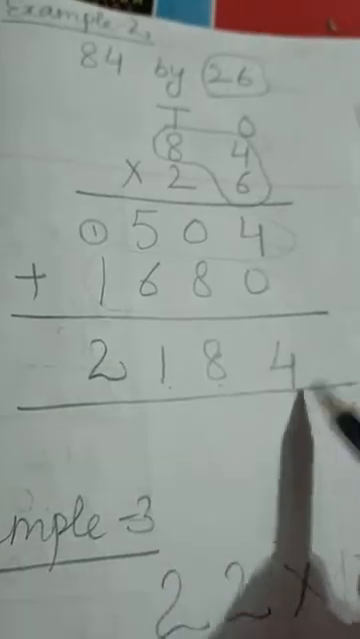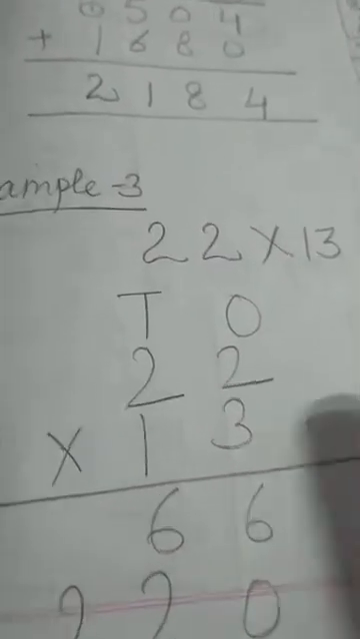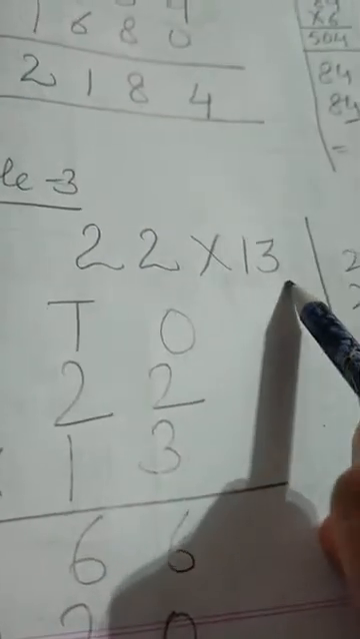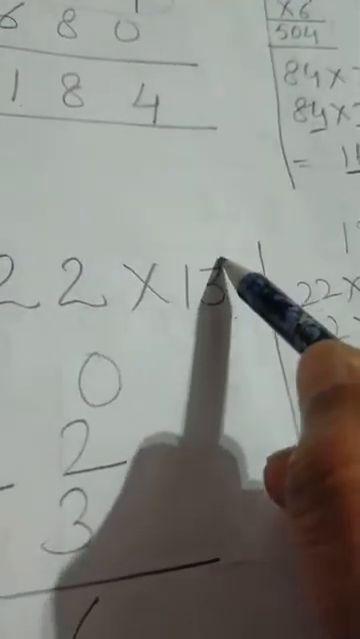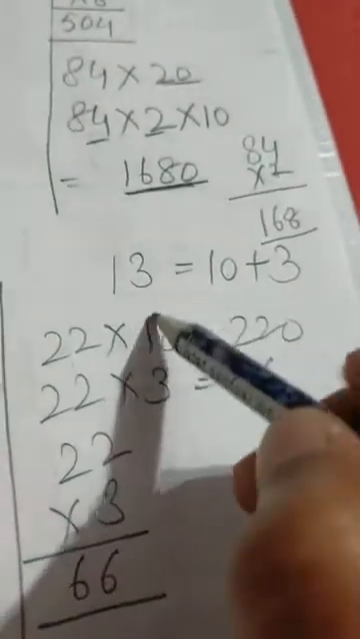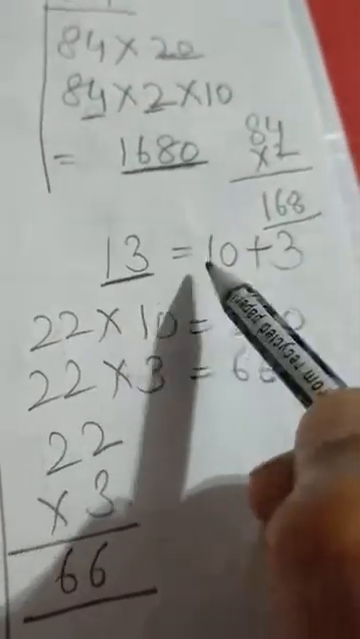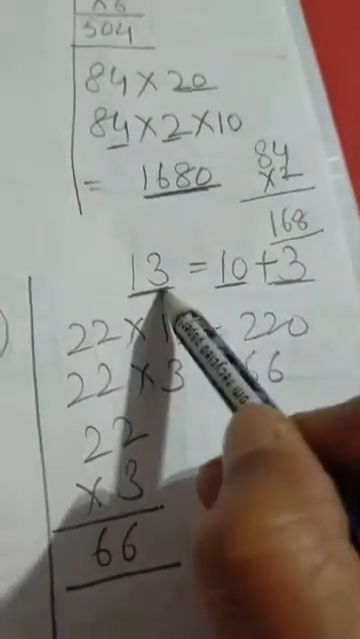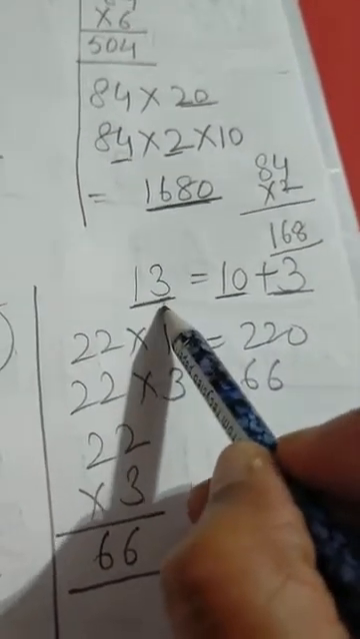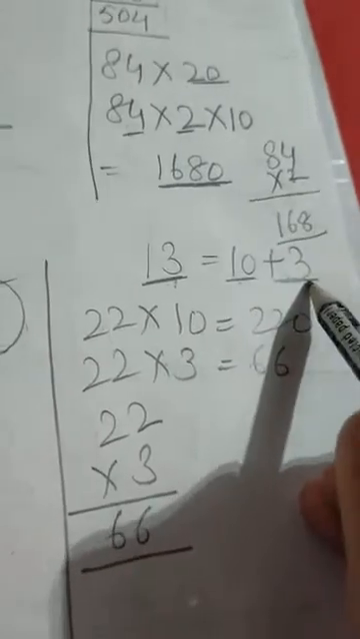So we got 2184. Now see one more example relating to this, that is 22 multiplied by 13. Then what will be our first step? We will write this 13 in expanded form. When you write this in expanded form, what will it be? It will be 10 and 3.